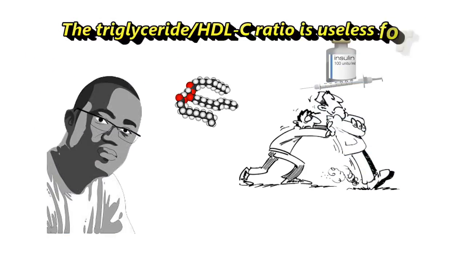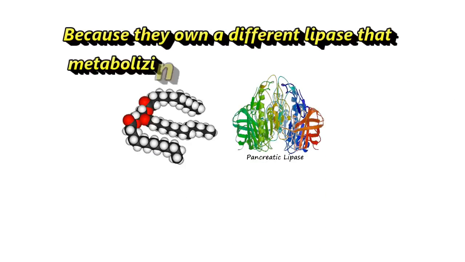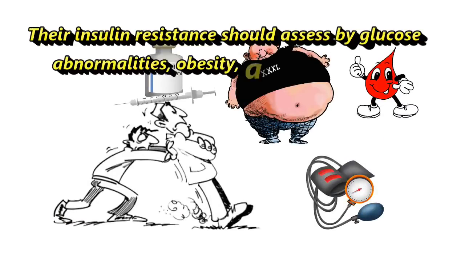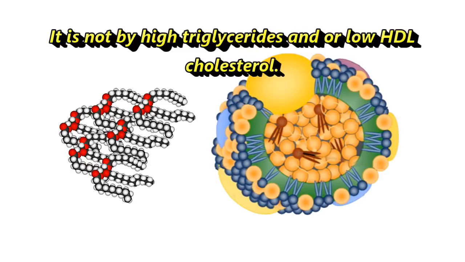The triglyceride by HDL cholesterol ratio is useless for African Americans. They do not have high triglycerides, even with severe insulin resistance, because they own a different lipase that metabolizes triglyceride expression. Their insulin resistance should be assessed by glucose abnormalities, obesity and hypertension. It is not by high triglyceride and or low HDL cholesterol.